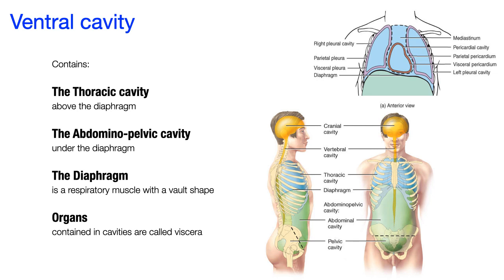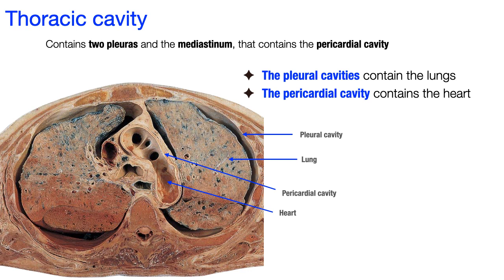The ventral cavity includes the thoracic and abdominopelvic cavities. These cavities are separated by the diaphragm, which is the main respiratory muscle, and they contain organs that are known as a group as viscera. The thoracic cavity is divided by membranes into two pleural cavities containing a lung each. Between the pleural cavities, we have the mediastinum, where the pericardial cavity containing the heart is located.